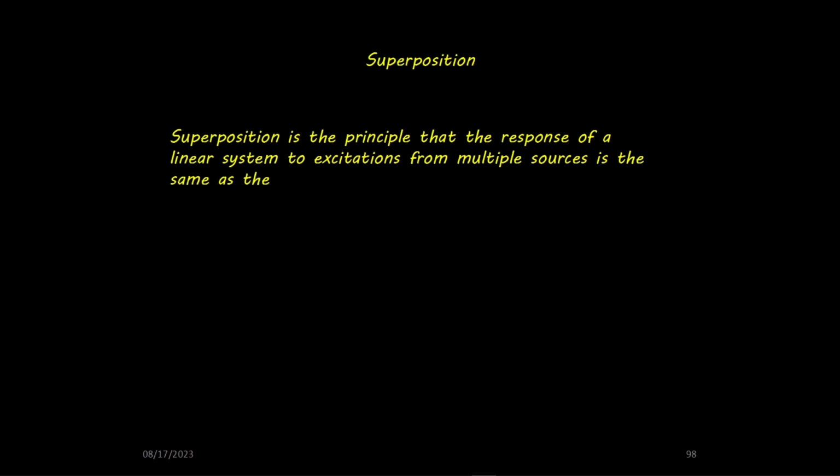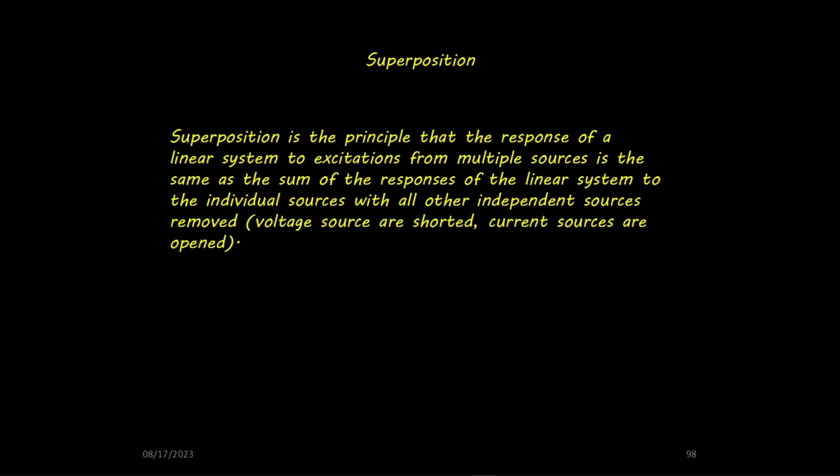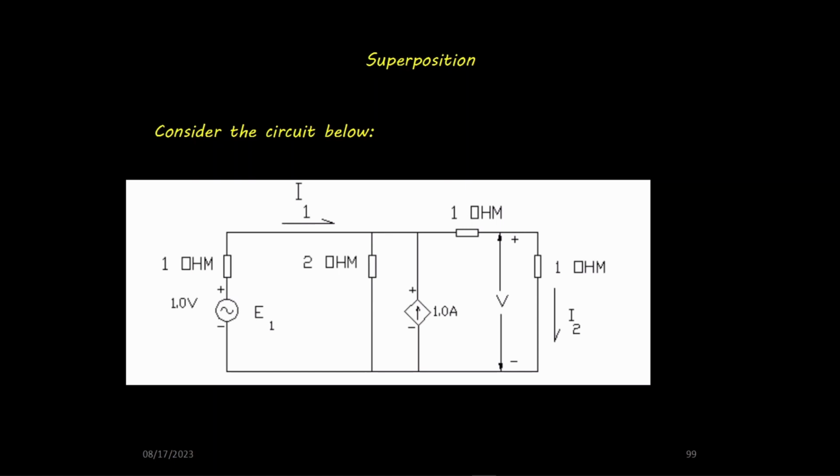Superposition is the principle that the response of a linear system to excitations from multiple sources is the same as the sum of the responses of the linear system to the individual sources with all other independent sources removed. Voltage sources are shorted. Current sources are open. Given the circuit shown, excited by a voltage source and a current source, we will solve the circuit using superposition.